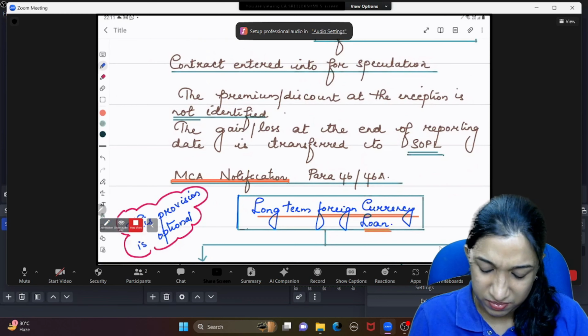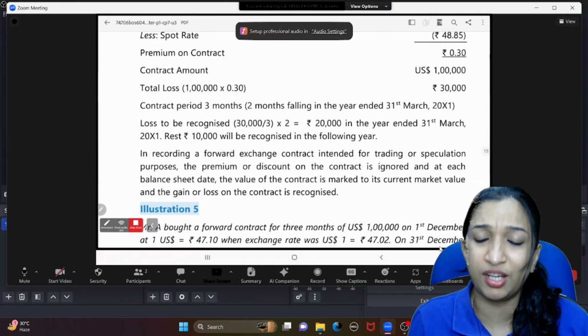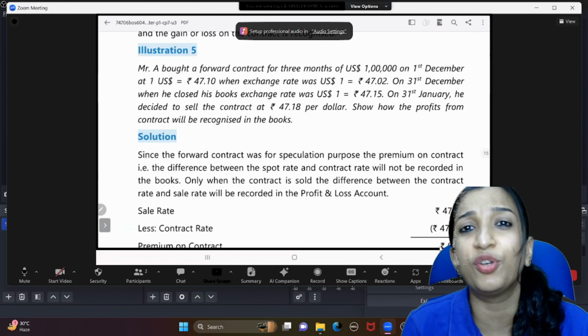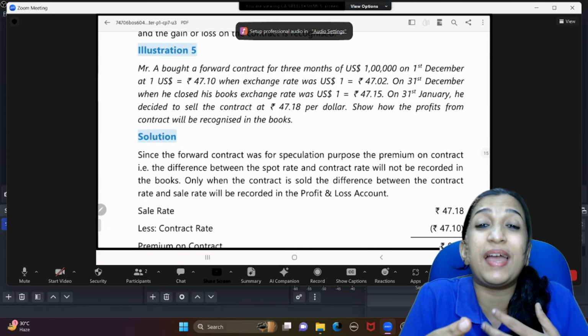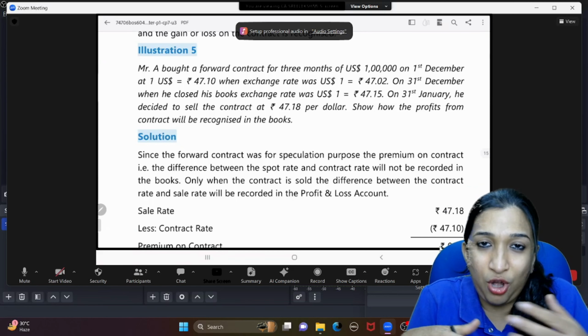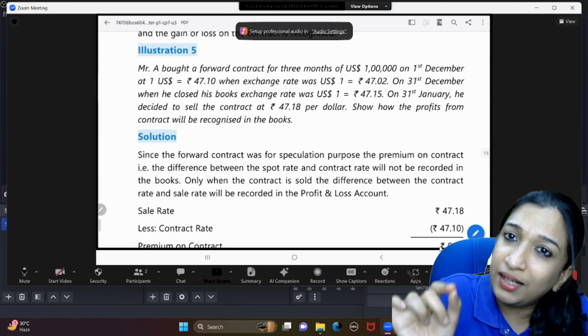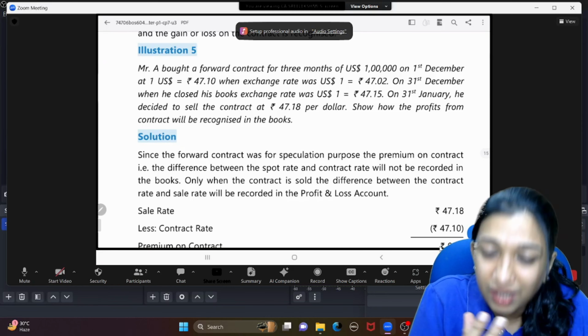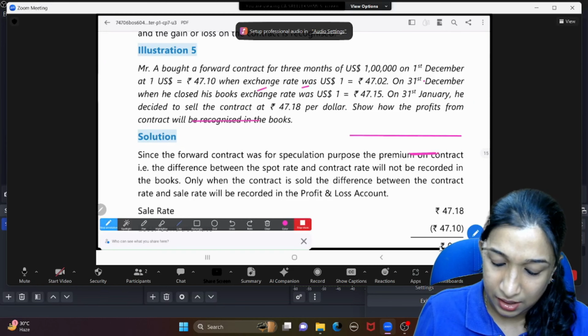Okay, so give me an example. How do I understand if it is entered into for hedging or for speculation? If the forward contract is entered into to buy and sell the contract, it is for speculation. If you genuinely need dollars, that kind of feel will be created in the question. Okay, so let me see.